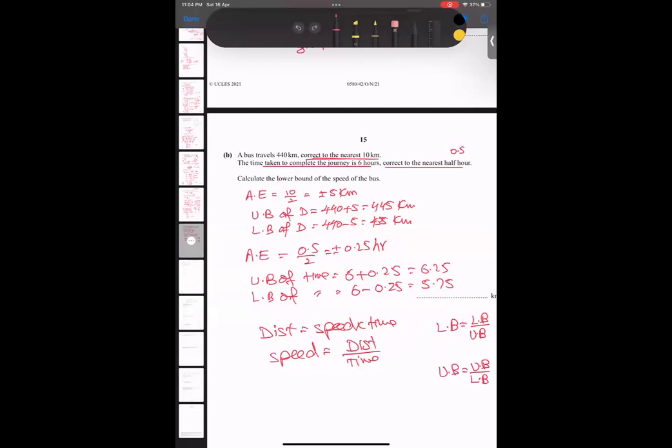Because I'm looking for the lower bound, I will use this formula. So the lower bound of speed is actually equal to the lower bound of distance divided by the upper bound of time. And the lower bound of distance is given here.